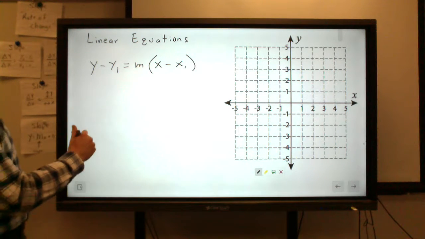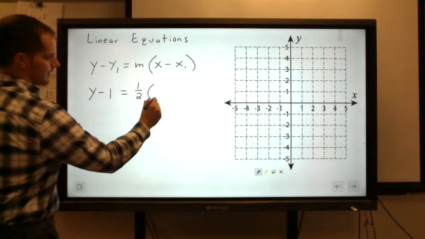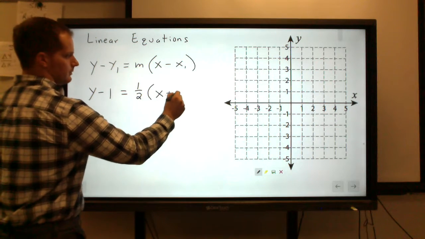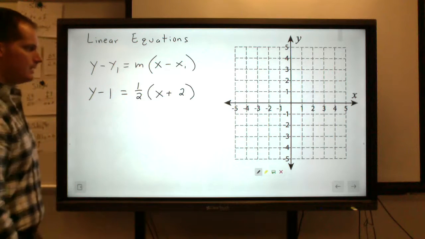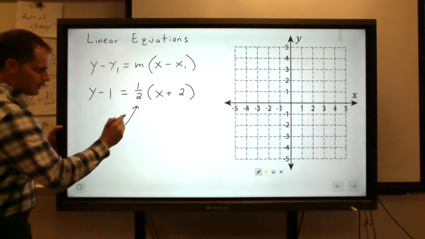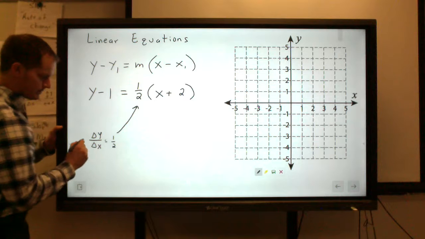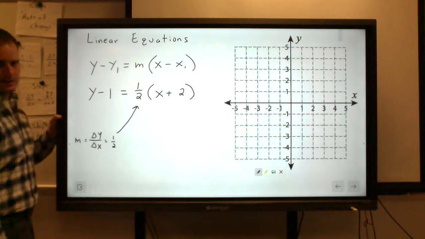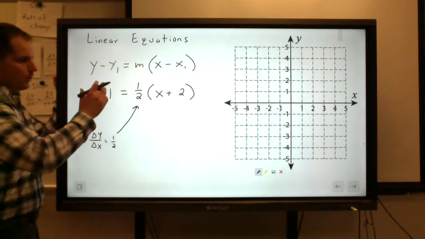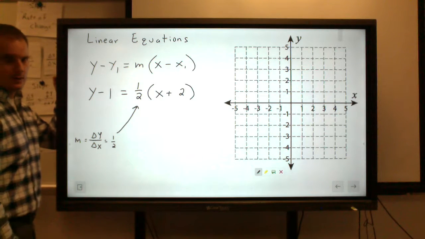So for this one, we'll do y minus 1 equals 1/2 times x plus 2. If you were given this form, it tells us that our slope, our change in y over change in x, is 1/2, which again is that m. It's also telling us a particular point. Whenever we talk about a particular point in class, I'm talking about what value for x and what value for y will zero out both sides of our equation.